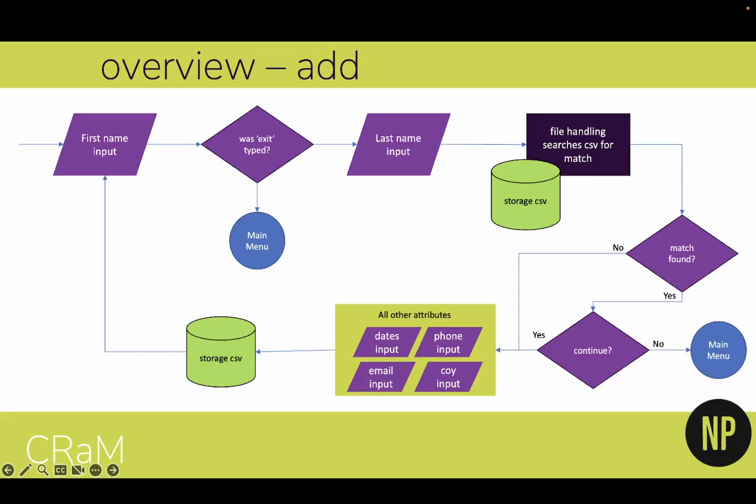After the last name is input, then the application will again search the CSV for the first name, last name pairings in the rows. If it finds a match, then the user is prompted with a question of whether they want to create a new entry or not. If not, then the user will be deposited back to the main menu. If they elect to continue or there's no match found, then the user will be prompted to add all other attributes. Once that's complete, then that row is stored to the CSV, goes back to the first name input again.